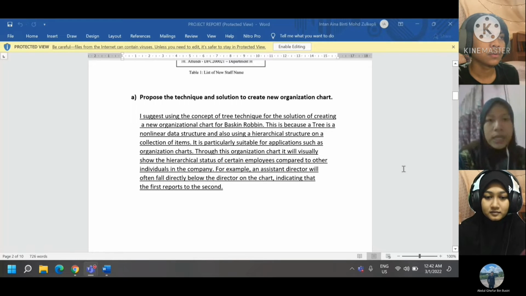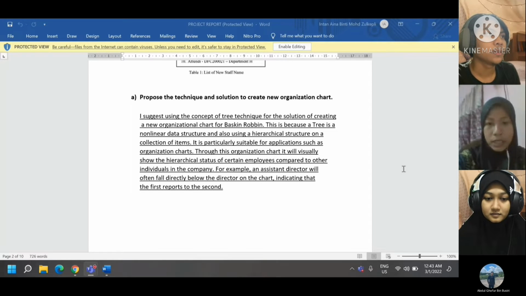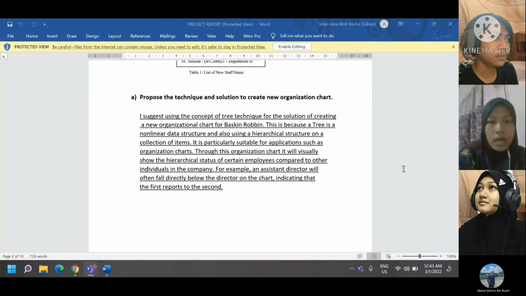I suggest using the concept of tree technique for the solution of creating a new organization chart for Baskin-Robbins. This is because a tree is a non-linear data structure using a hierarchical structure on a collection of items. It is particularly suitable for applications such as organization charts. Through this chart, it will visually show the hierarchical status of certain employees compared to other individuals in the company. For example, an assistant director will often fall directly below the director on the chart, indicating that the first reports to the second.